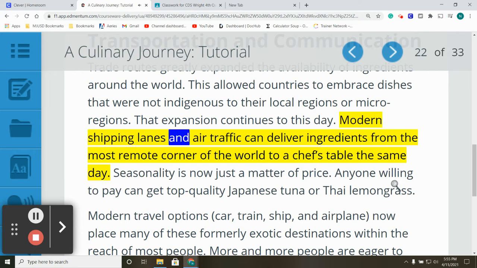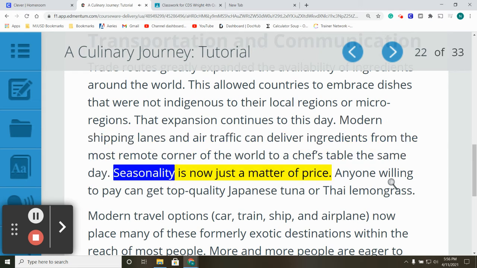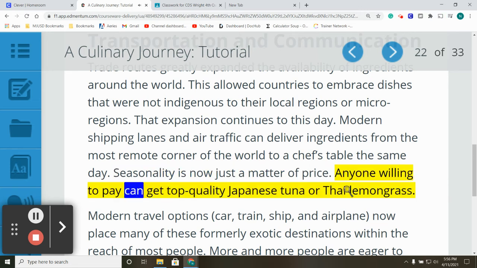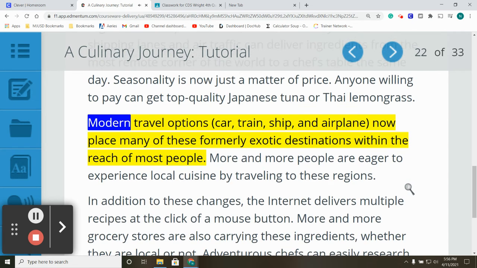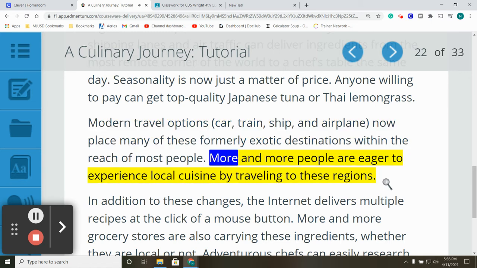Modern shipping lanes and air traffic can deliver ingredients from the most remote corner of the world to a chef's table the same day. Seasonality is now just a matter of price. Anyone willing to pay can get top-quality Japanese tuna or Thai lemongrass. Modern travel options, car, train, ship, and airplane, now place many of these formerly exotic destinations within the reach of most people. More and more people are eager to experience local cuisine by traveling to these regions.